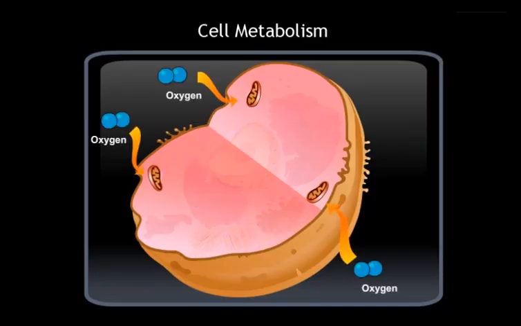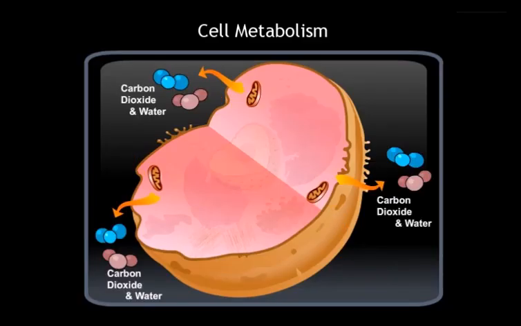Many of these energy-producing pathways require oxygen, which we take into the body when our lungs inhale. Byproducts of these metabolic pathways include carbon dioxide and water. The carbon dioxide is released when our lungs exhale.